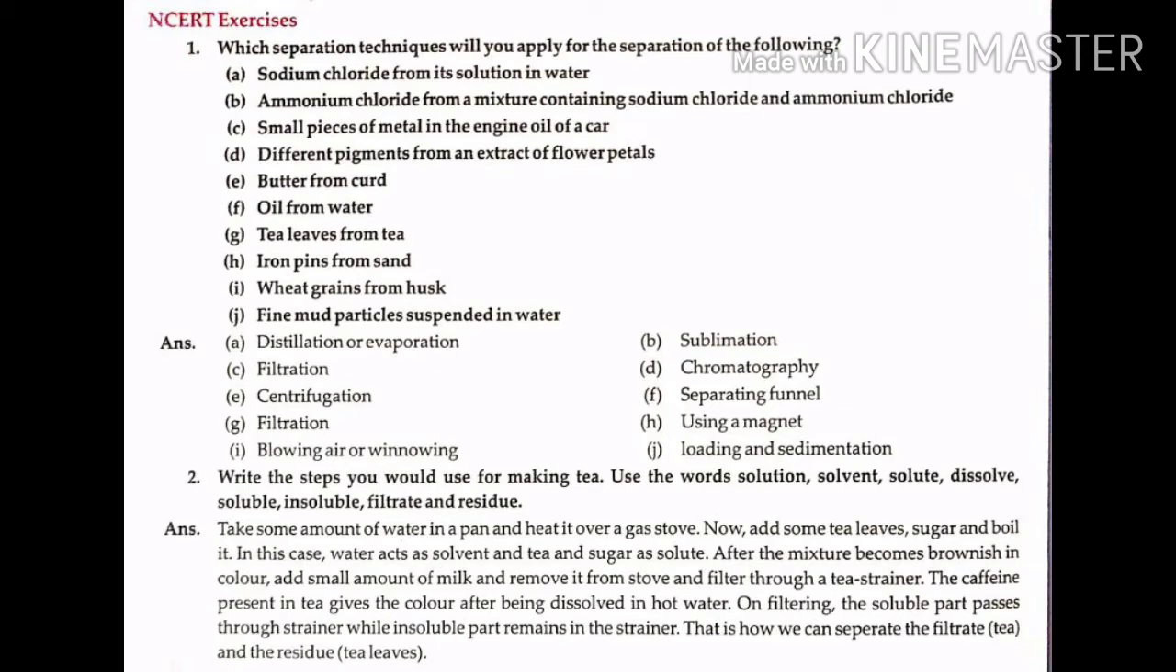After the mixture becomes brownish in color, add a small amount of milk, remove it from the stove and filter it through a tea strainer. The caffeine present in tea gives the color after being dissolved in hot water. On filtering, the soluble part passes through the strainer while the insoluble part remains in the strainer. That is how we can separate the filtrate tea and the residue tea leaves.